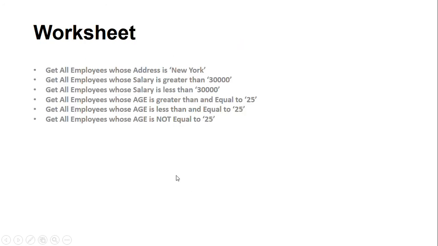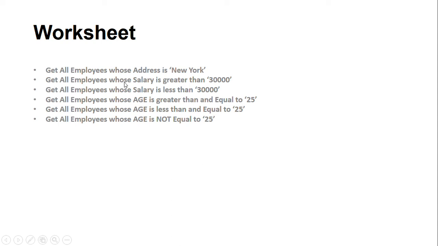So let's move to the worksheet. In the worksheet, you have to create a table. You have to maintain all the locations, all the places to visit in New York. For example, get all employees whose address is New York. So you have to create a table in which you have different types of employees, and if they are staying in New York, you have to retrieve those employees.